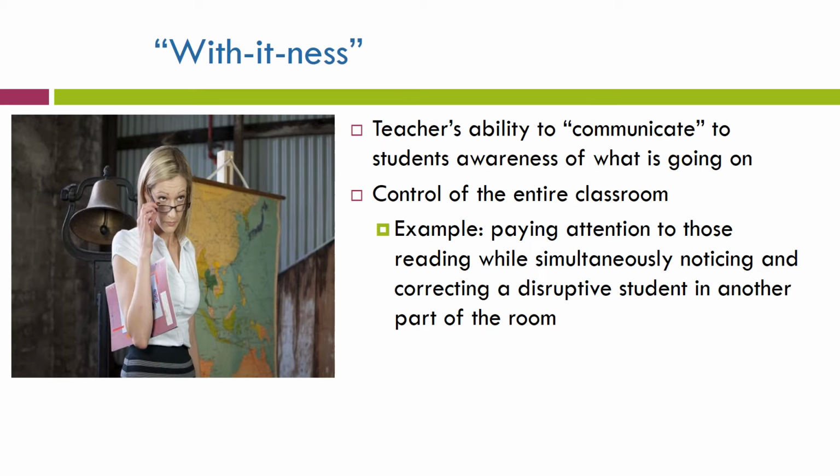The next strategy is called with-itness. This is where the teacher has the ability to essentially communicate to your students in the classroom that you're aware of what's going on. It's you presenting yourself that you have control of the entire classroom. For example, this would be paying attention to those reading while simultaneously noticing and correcting a disruptive behavior in another part of the room.